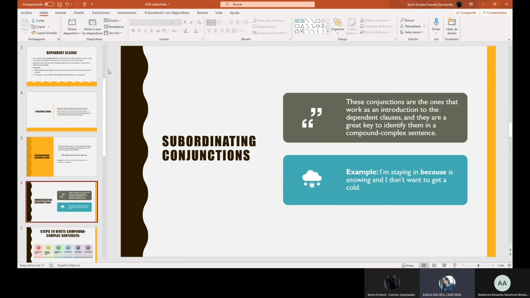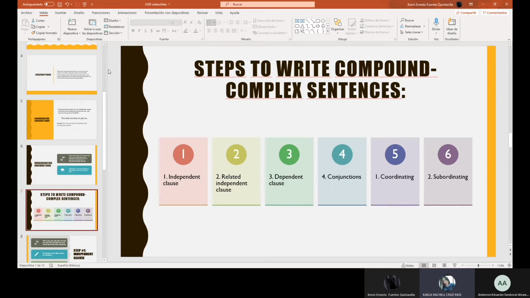We have several subordinating conjunctions such as after, although, as, because, before, even if, even though, if, in order to, just to mention a few. Next slide, please.